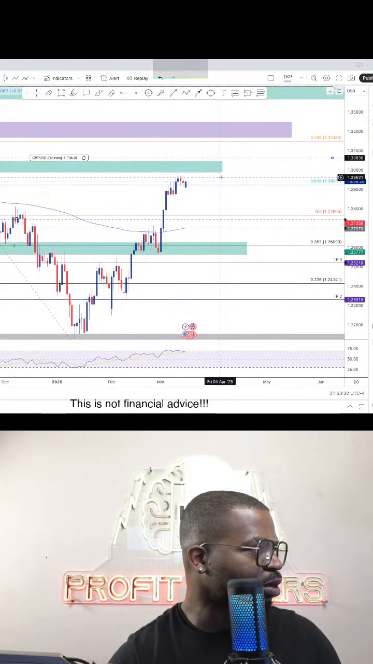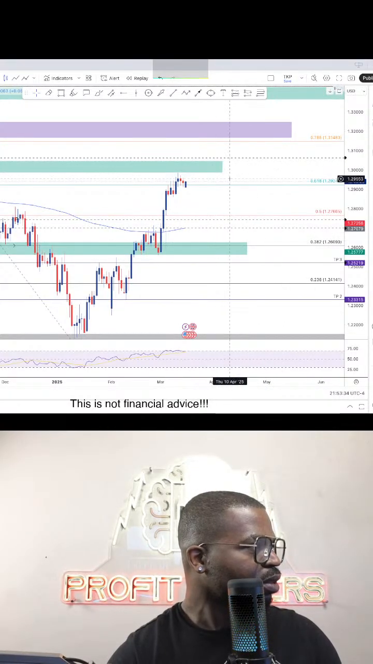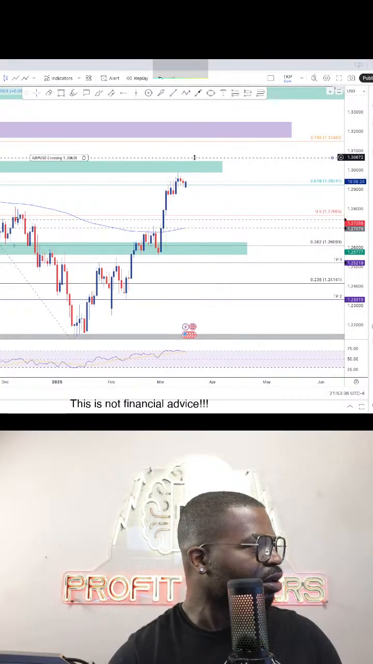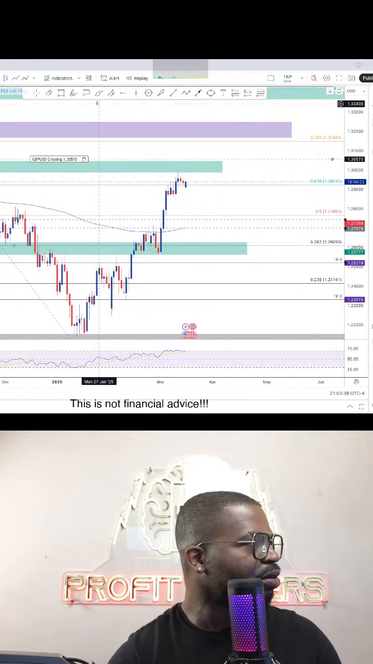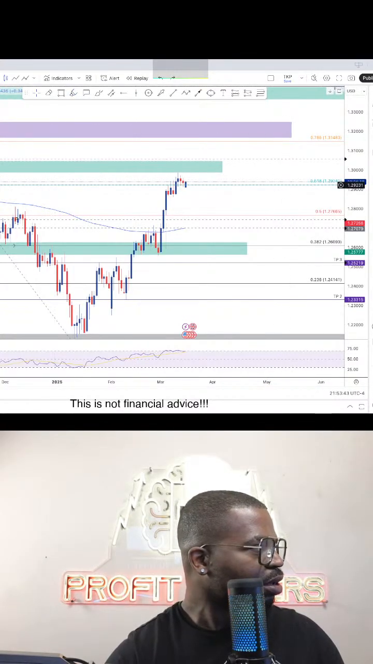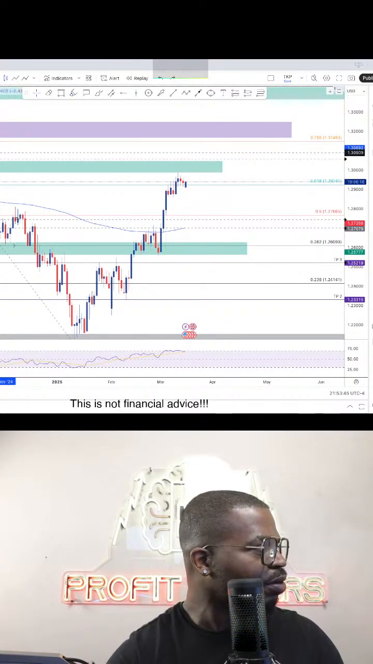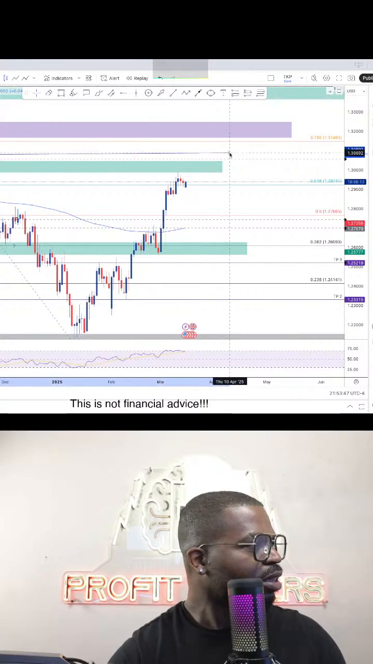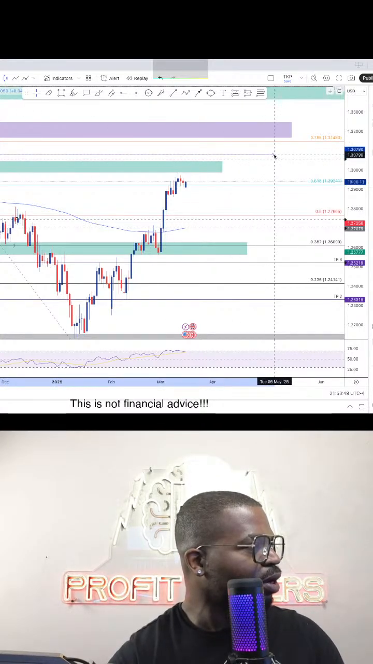I want to see if price breaks above this key level right here. If it does, I don't want to take this buy until we get to the 786. With these relatively equal highs being over here, this indicates that we got liquidity above.